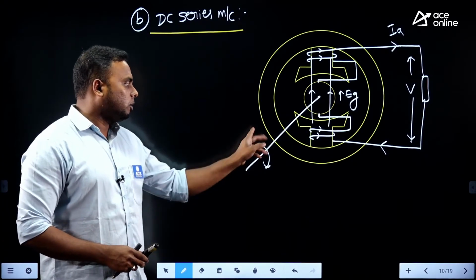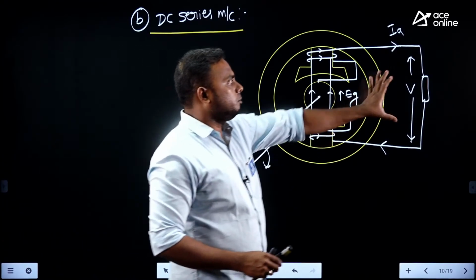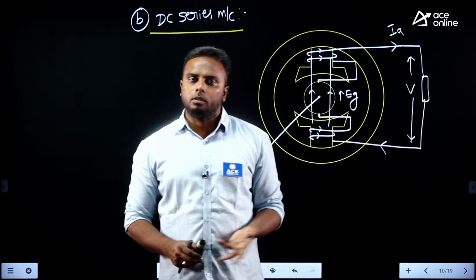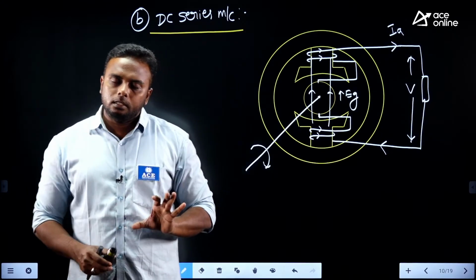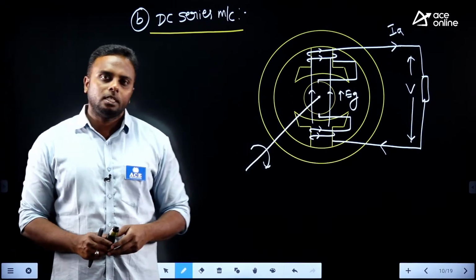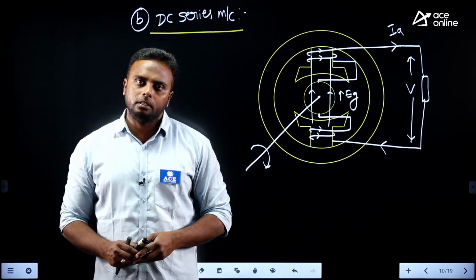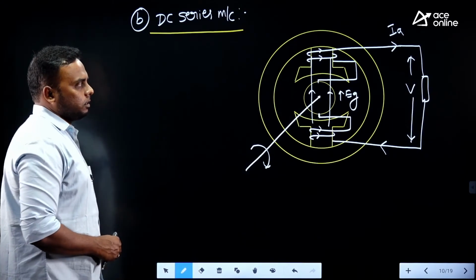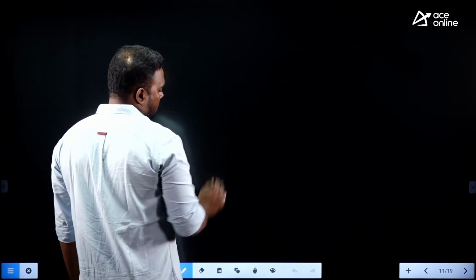For a series motor, you have to remove this mechanical input, remove the load here, and give electrical input. Now the same machine will behave as a motor. Whether it is a generator or a motor, the machine representation will not change, only the current directions will change. Now what is the electrical equivalent of this? Let us see this, the electrical equivalent.